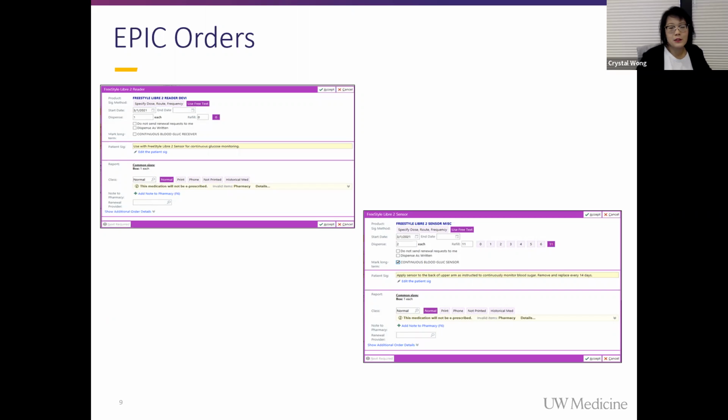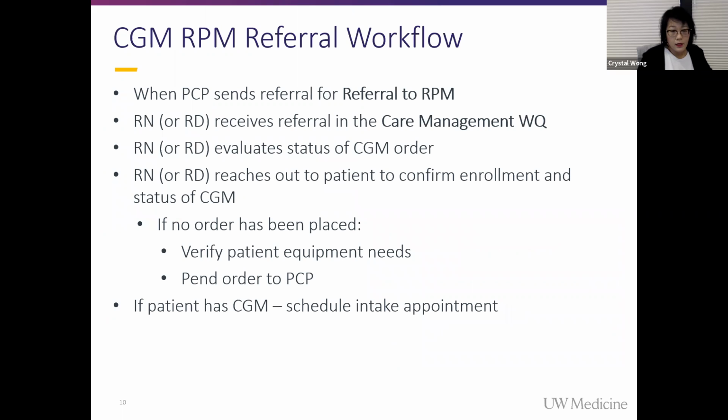Anyway, so here's a screenshot of the order. You can see the bottom right is the Freestyle Libre 2 sensors, and the top left is the Freestyle Libre reader. This is just what happens behind the veil.